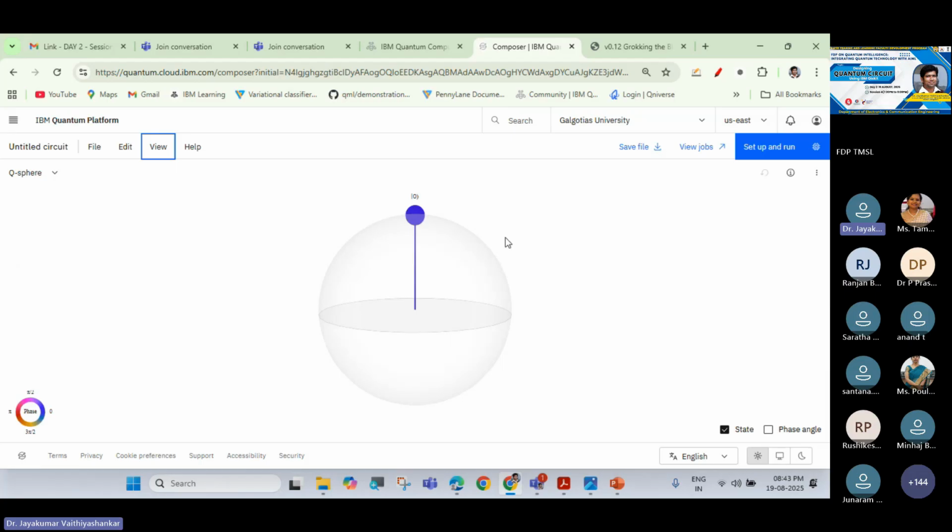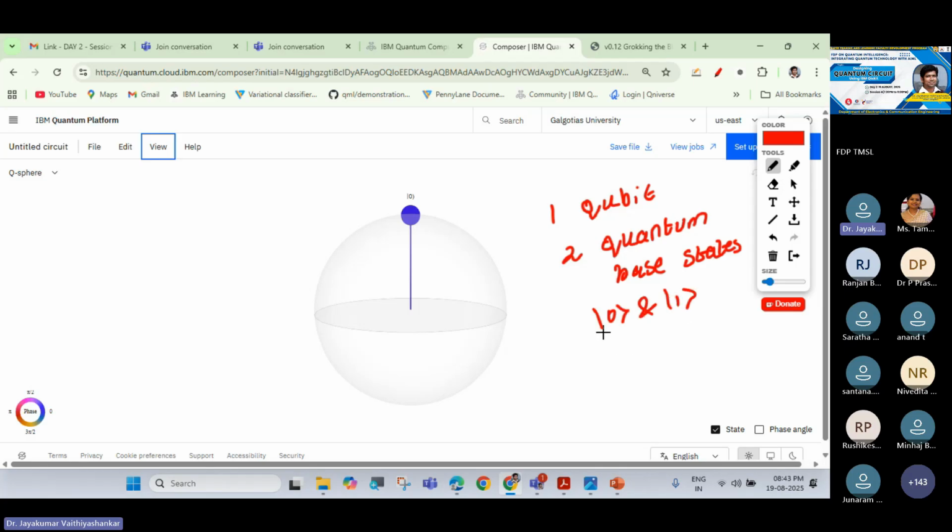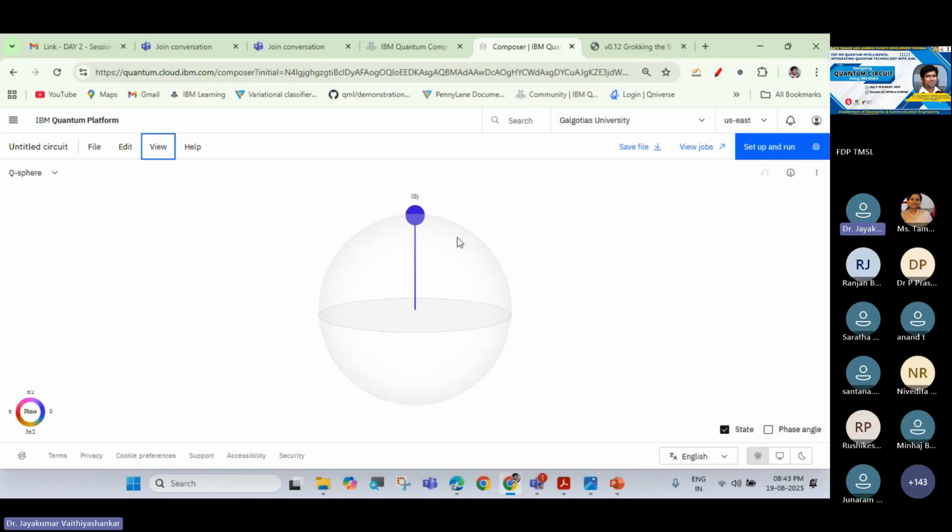One quantum bit contains 2 quantum states. So for one qubit, we have 2 quantum base states, which is nothing but state 0 and state 1. Our circuit is empty. That is why it is pointing to state 0. Our single qubit is empty, that is why it is pointing to state 0, North Pole.